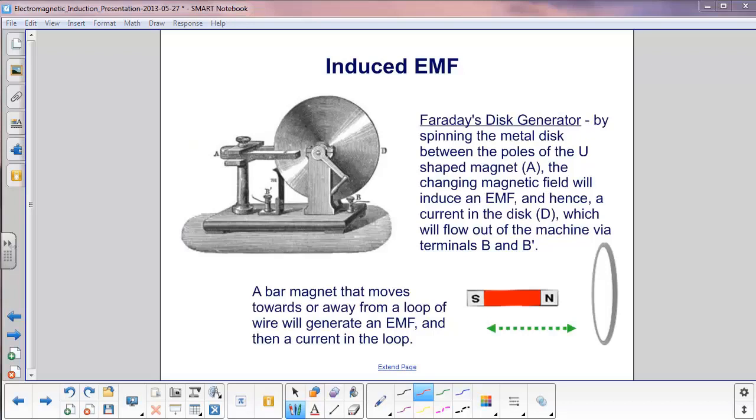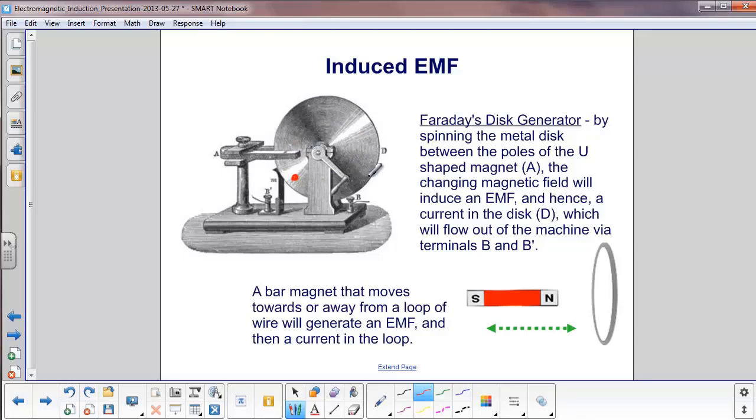Here are a couple of other ways of looking at this phenomenon. Faraday also built this thing called a Faraday's disk generator. You have a metal disk here, and over here you have a U-shaped magnet, so there's a magnetic field between these two poles. And here's a handle here. You would spin this disk. As the disk goes through the magnetic field, any point, let's take a point here, it would have a maximum magnetic field over here, and then as it moved away, the magnetic field would decrease, and then increase again as it gets near the pole.